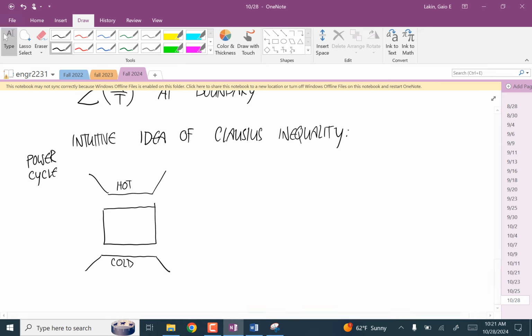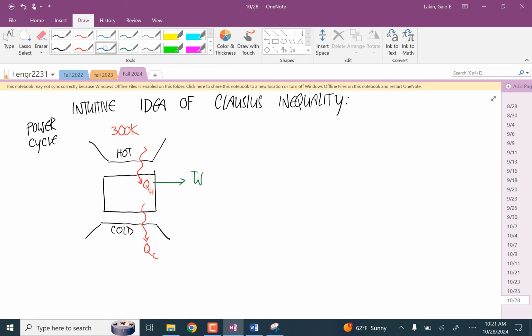And the way a power cycle works is you have heat coming in from the hot reservoir. This is QH. You have heat leaving to the cold reservoir. That's QC. And then you have work being done. Okay. And let's put some numbers on these. So let's say that our hot reservoir is 300 Kelvin and our cold reservoir is 200 Kelvin.